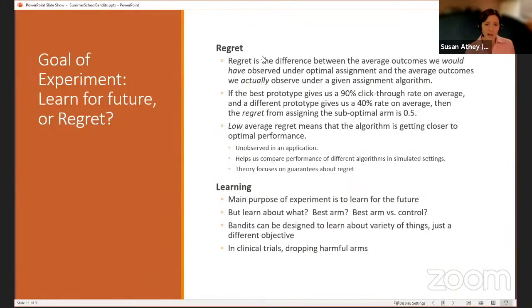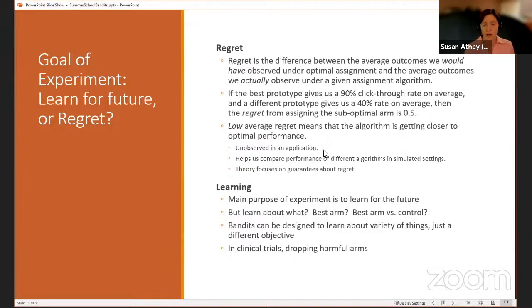So I've been talking about objectives, so let me talk about that a little bit more. Regret, again, is the machine learning term for the difference between the average outcomes we would have observed under optimal assignment and the average outcomes we actually observe under a given assignment algorithm. So if the best prototype gives us a 90% click-through rate on average, and a different one gives us 40% on average, then the regret from assigning the suboptimal arm would be that gap between them. And so low average regret means the algorithm is getting close to optimal performance.